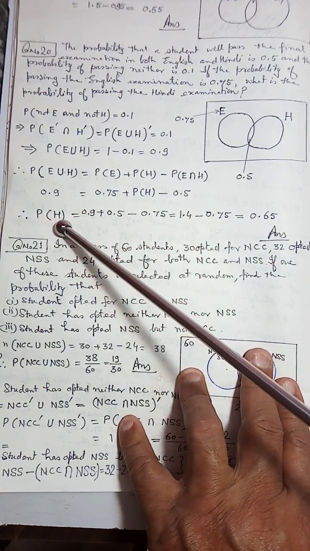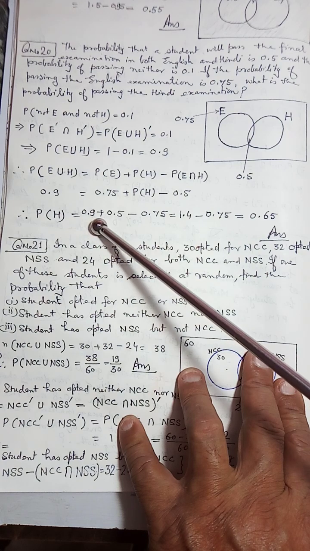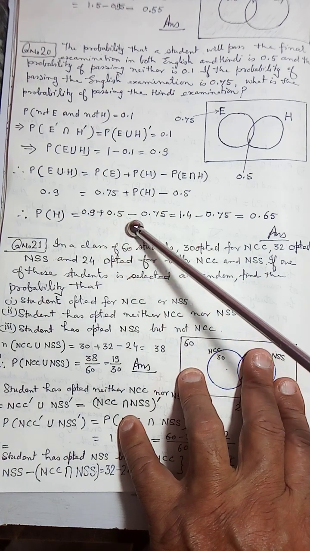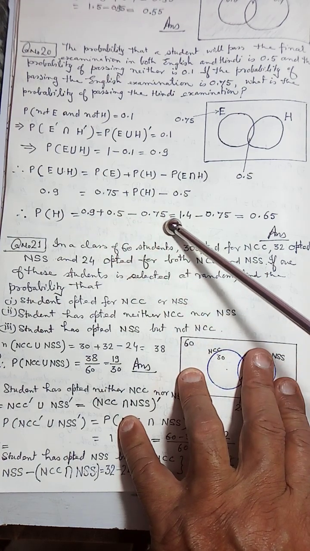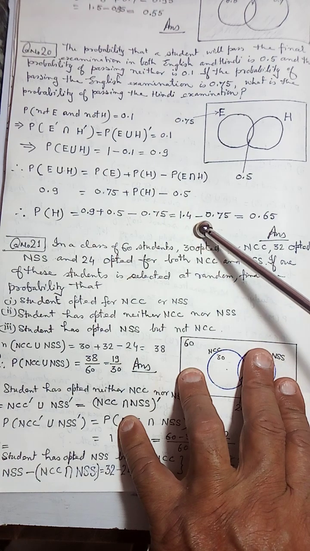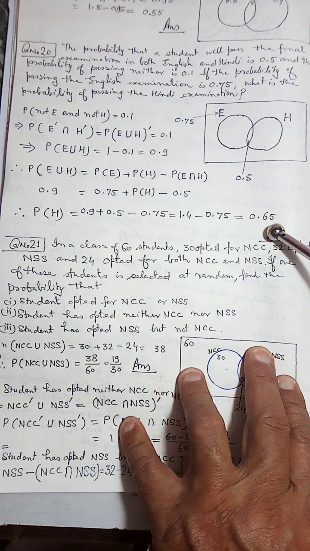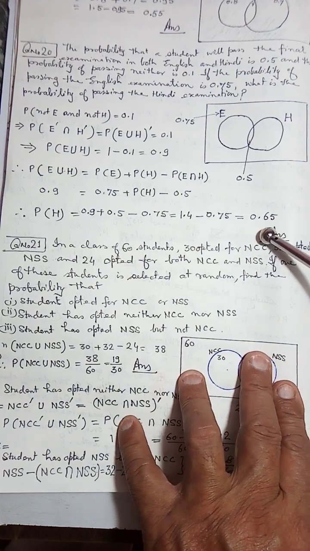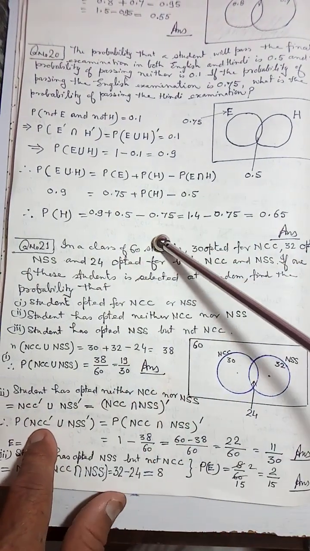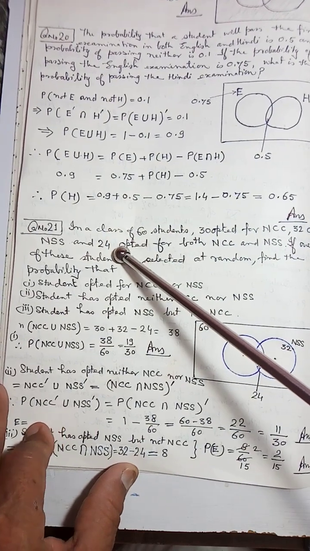Therefore, the probability of Hindi will be equal to 0.9 plus 0.5 minus 0.75. It will be equal to 1.4 minus 0.75, and further it will be equal to 0.65, and this will be the required answer. Now come to the question number 21.